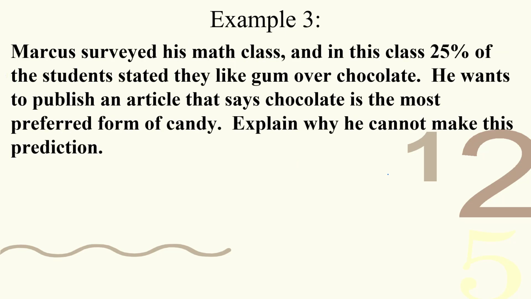Marcus surveyed his math class, and in this class, 25% of the students stated they like gum over chocolate. He wants to publish an article that says chocolate is the most preferred form of candy. Explain why he cannot make this prediction. Now I want you to pause the video and come up with 1, maybe 2 reasons why he can't make this prediction.